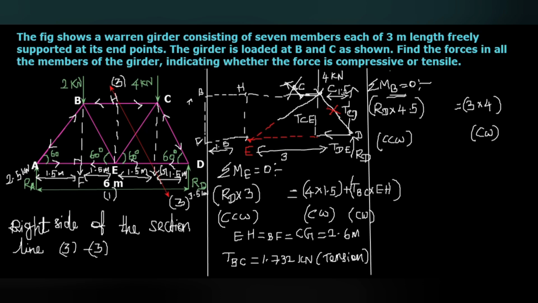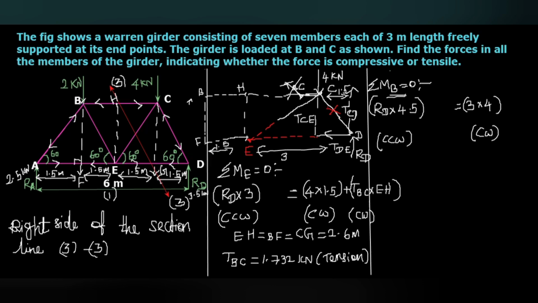This TDE passes through the horizontal point. That means the TDE passes through F also. Okay. So the TDE and the direction we know is outward from the point D, the TDE multiplied with the vertical distance BF. So the TDE multiplied with BF. That is in clockwise direction.